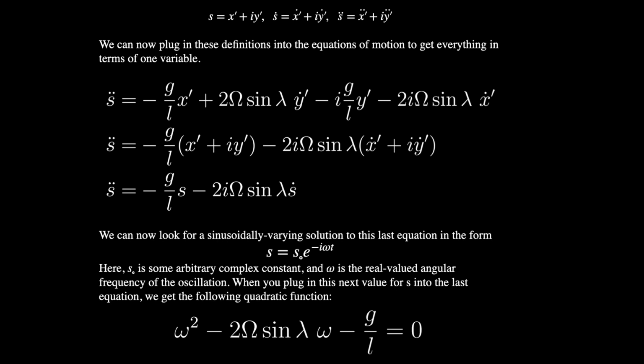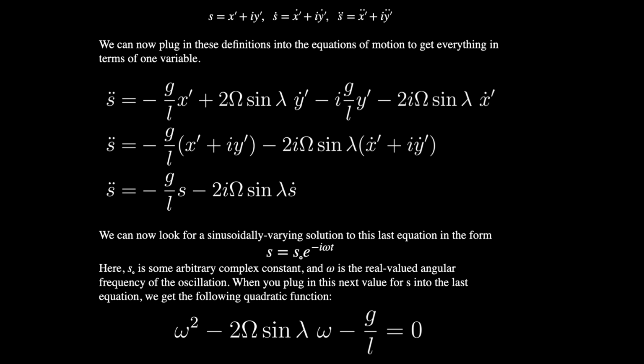We can now look for a sinusoidally varying solution to the last equation in this form, which is just the exponential e to the minus i omega t, where s naught, the coefficient out front, is just some arbitrary complex constant. It'll be something like a plus bi. And omega is a real-valued angular frequency of the oscillation. That's going to be the oscillation we're going to experience for the plumb bob. That's important. We're finally getting at the frequency of the oscillation because that's a sinusoidally varying solution. So let's plug s now into this thing using these values.